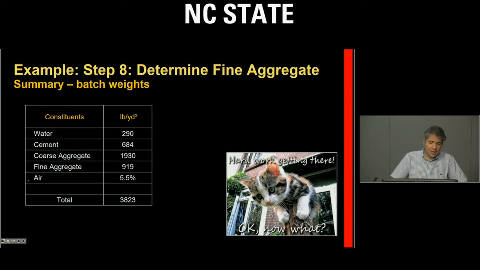For the batch weight, you can see that we calculated the amount of water content, in pounds per cubic yard of concrete, cement, coarse aggregate, fine aggregate, and then, of course, air does not have any weight. We put just 5.5% for one cubic yard, and we can see that the total weight of the 1 cubic yard will end up as this. Now, we did a lot of hard work, and we got to this. Where do we go from here?